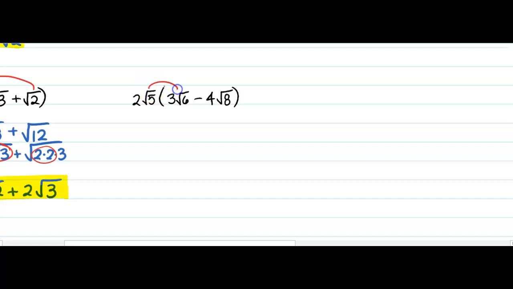Last example. 2 times 3 makes 6. 5 times 6 makes 30. Again, we're taking the outside numbers and the inside numbers and keeping them separated. We're going to do the same. 2 times negative 4 makes negative 8. 5 times 8 makes radical 40.